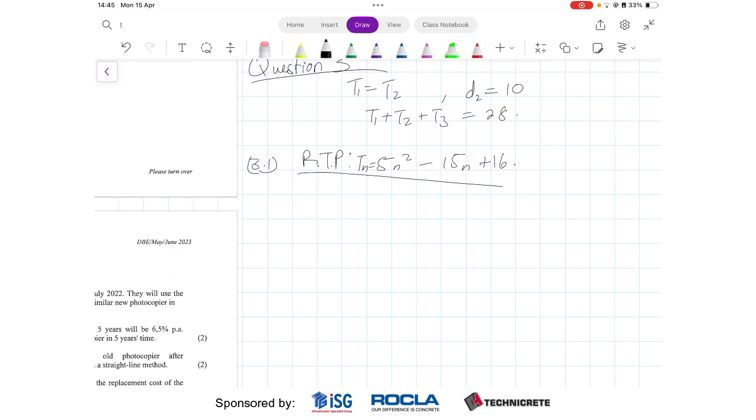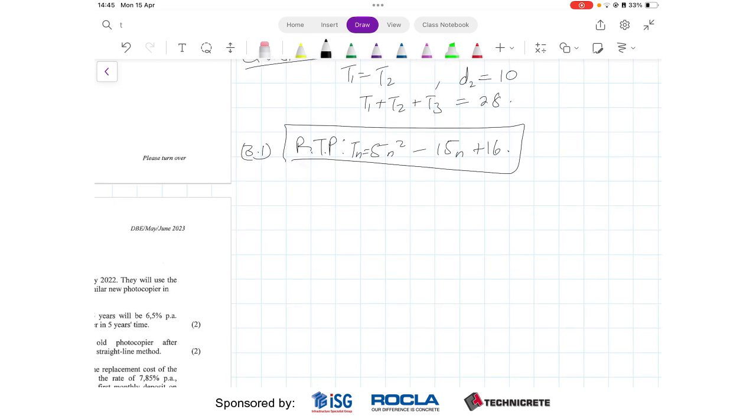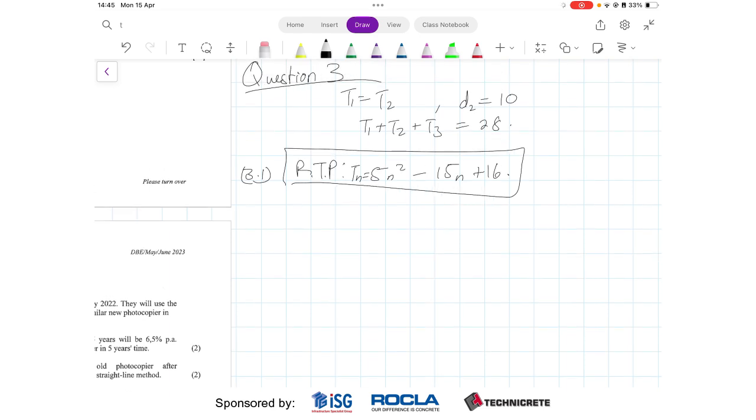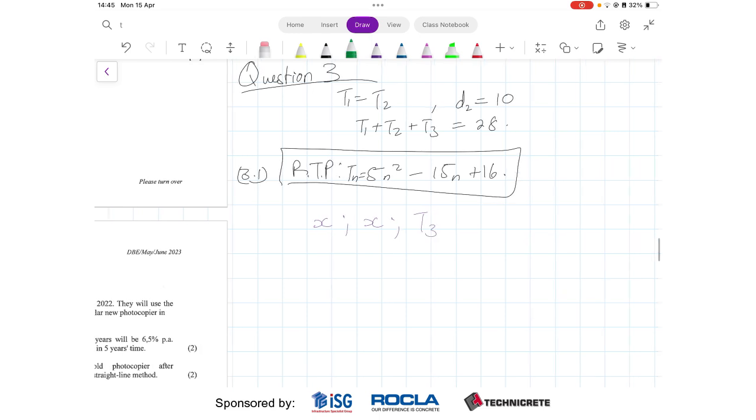Now, this is our RTP, and how do we do that? The first thing that we're going to do is look at the information that is given to us in the problem statement. The first thing we are told is that the first two terms are equal, so I can just write that out as, okay, let me use a different color here, x, x, right? And we know that this is t3, right?